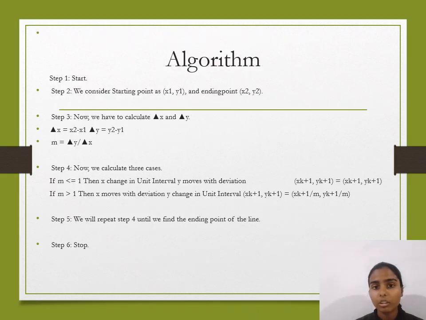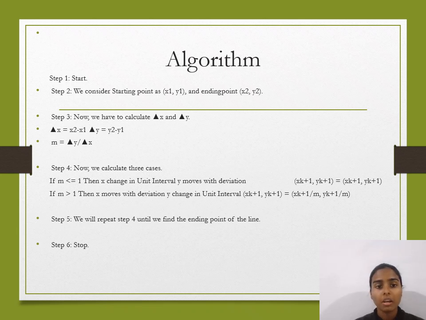Now we discuss the algorithm. Step 1, we start the algorithm. Step 2, we consider the starting point as x1, y1 and the ending point as x2, y2. Step 3, we have to calculate delta x and delta y. Delta x is change in x and delta y is change in y. The delta x is x2 minus x1 and delta y is y2 minus y1.